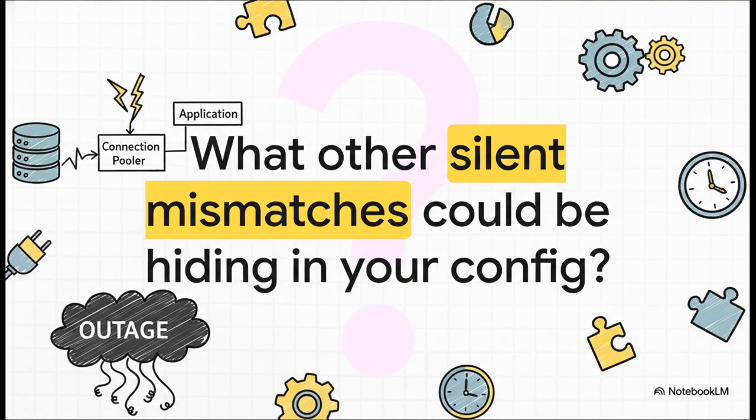And that kind of leaves us with one final nagging question, doesn't it? We found this mismatch, but it makes you think, what other silent mismatches are hiding in your configuration files right now? What other little settings are out of sync between your apps, your poolers, and your database, just waiting for one little change to trigger the next big problem?